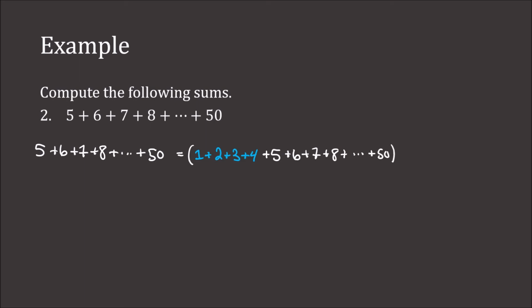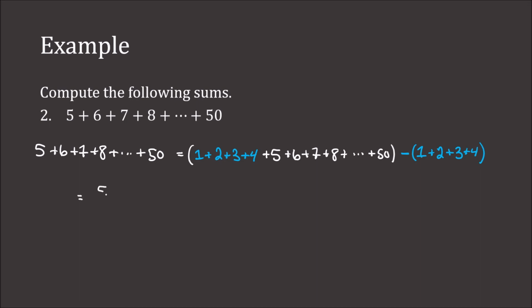However, I'm not allowed to just add things in. It changes the value. So if I add 0, though, it doesn't. So since I added 1 plus 2 plus 3 plus 4 in, I'd have to immediately subtract 1 plus 2 plus 3 plus 4. Now I've added 0, and I have not changed the original sum. So this first part is the sum of the first 50 positive integers.